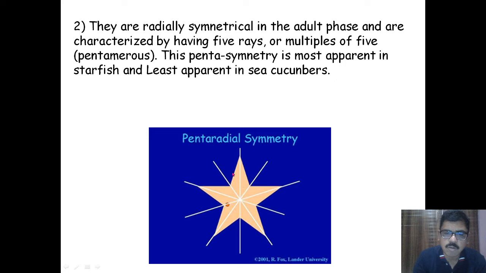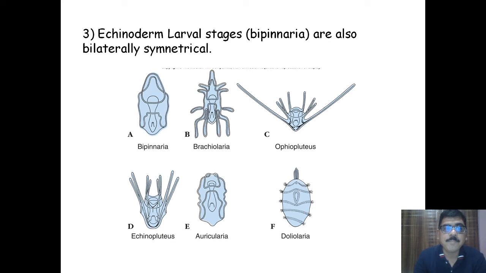In this diagram, you can observe the structure, it is star-like, having five similar radii, or five similar rays, and this is the pentaradial symmetry or pentamerous symmetry. This is most apparent in the starfishes or sea stars and least apparent in the sea cucumbers or holothurians.